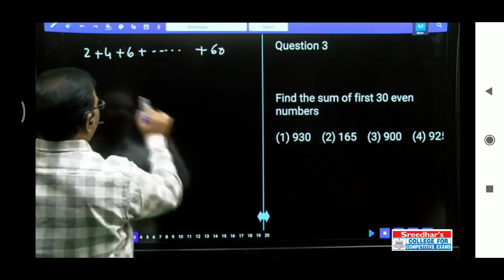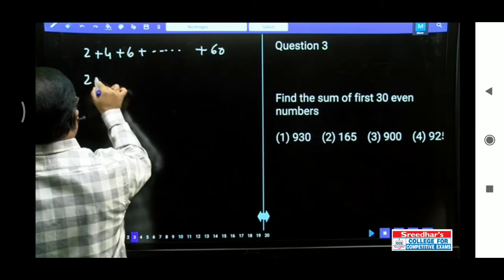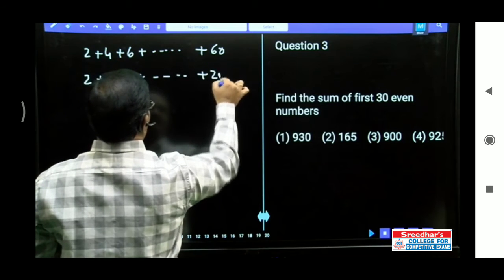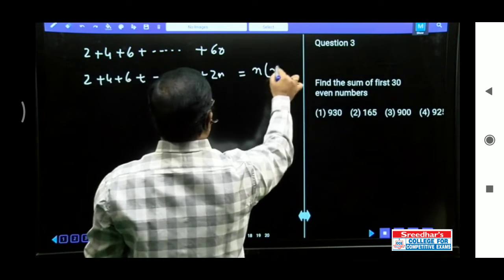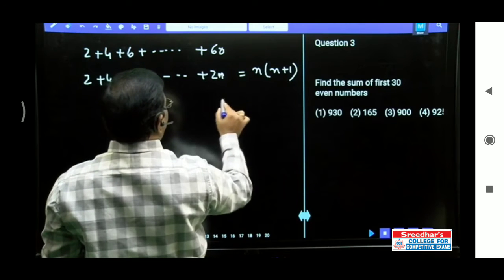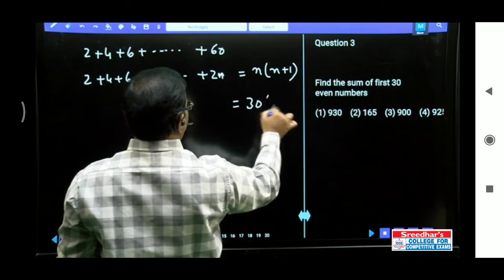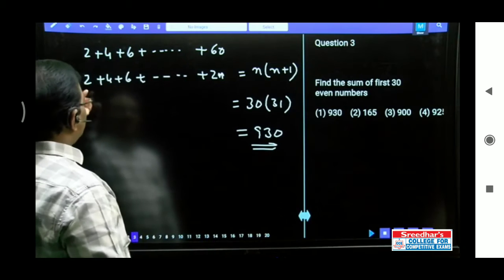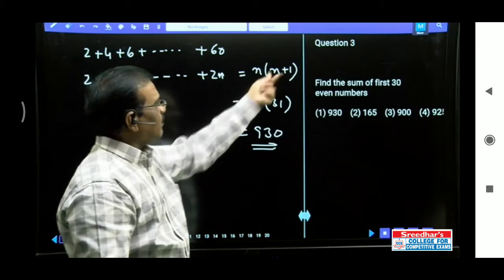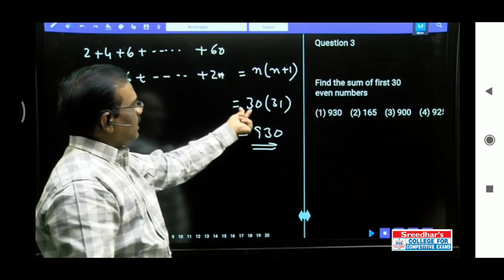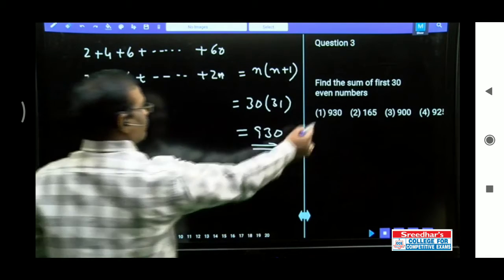Therefore the formula for this is of the form 2n. We took the series 2 plus 4 plus 6 plus up to 2n, where n is equal to 30. Therefore the formula is n into n plus 1. The sum of the first n even numbers is equal to n into n plus 1. Here 2n is the last even number, the last even number is 60, so n is equal to 30. Substituting n is equal to 30, 30 into 31 is 930. Therefore first option is the answer.